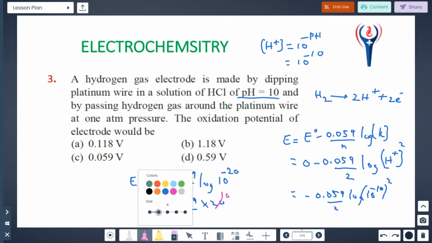Are you following? It becomes 0.59 voltage. Understood? So in these sums, you must know the equation, then only you will be able to find the cell potential. So the answer is 0.59 voltage. D is the correct one. Understood? Right. Next one.